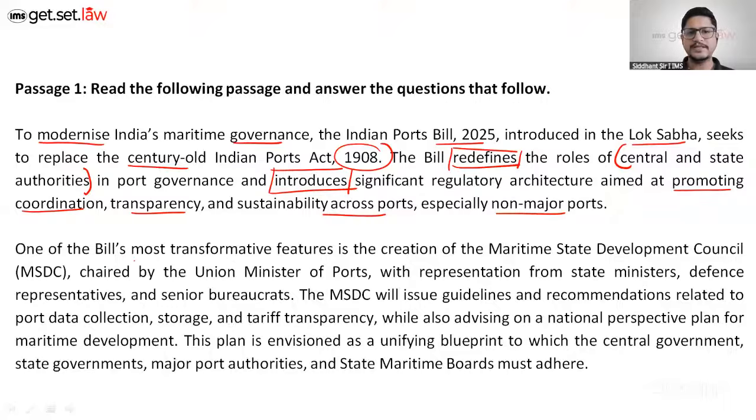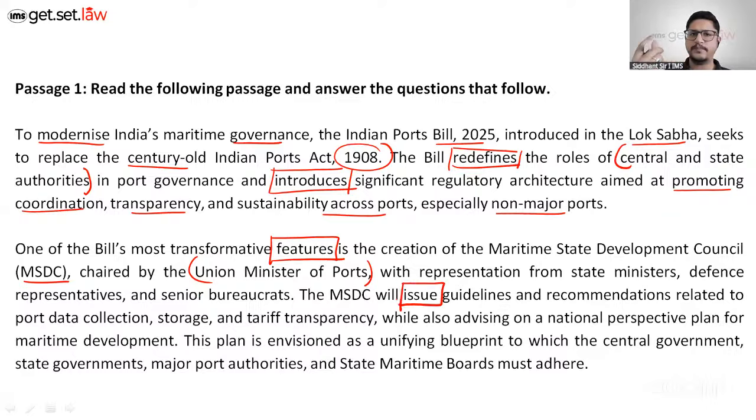One of the bill's most transformative features is the creation of the Maritime State Development Council. So the MSDC has been created, chaired by the Union Minister of Ports. So at the center level, who's the ministry? The council is chaired by the minister, with representation from state ministers, defense representatives, and senior bureaucrats. So that is how the composition of this council is going to be. Now, what will the council do? They are going to issue.